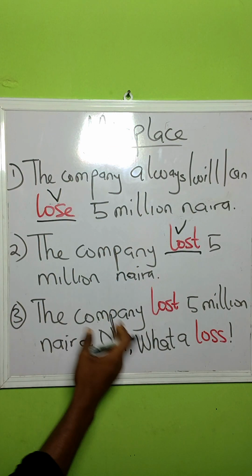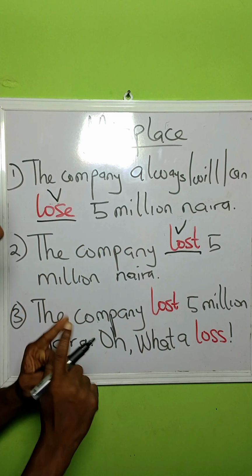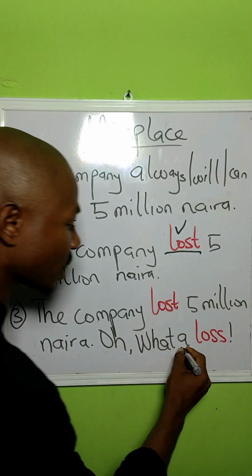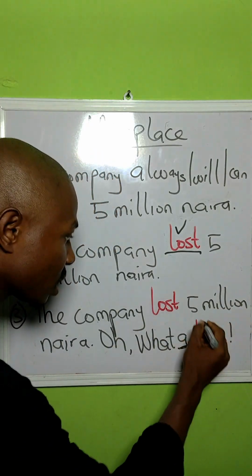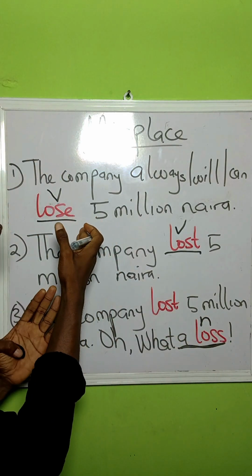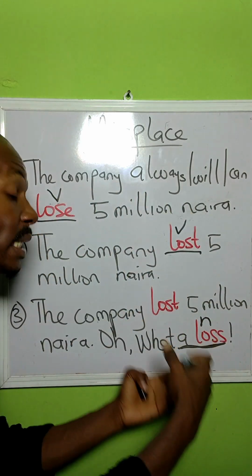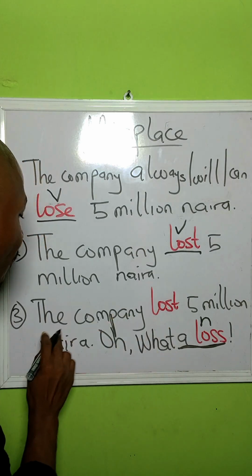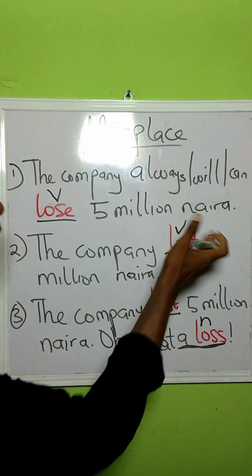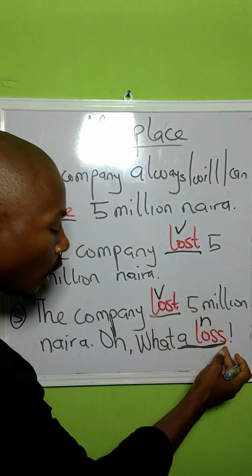And number three, the company lost 5 million naira. I'm repeating number two here, but now I added something: oh, what a loss. Loss here is a noun. So we have lose, a verb, lost, the past tense of lose, and then loss, which is the noun form. The company lost 5 million naira: lost is a verb. Oh, what a loss: loss is a noun.